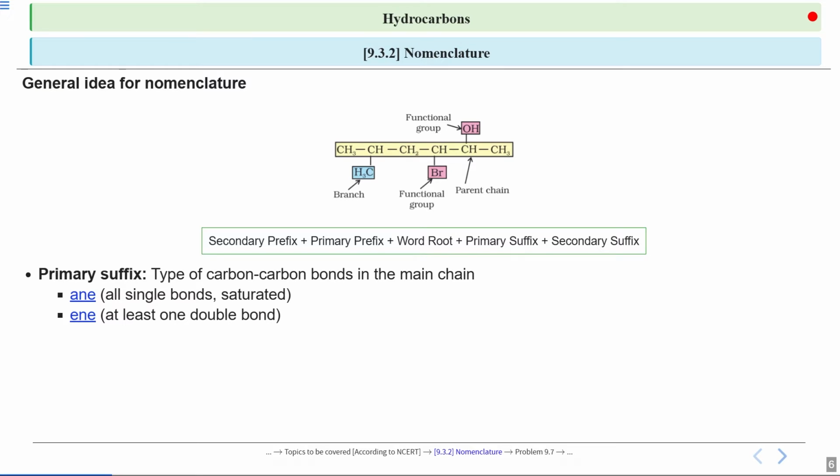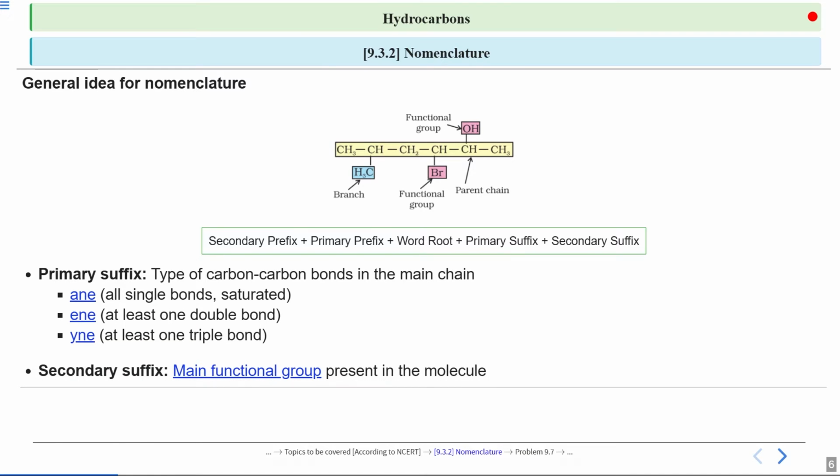Then, if it contains one double bond between 2 carbons, at least one double bond, then it will have a primary suffix as ene, E-N-E. Then after, we have this Y-N-E, yne, and it is for at least one triple bond. If there is a triple bond present in the given hydrocarbon, then we will use the primary suffix as yne.